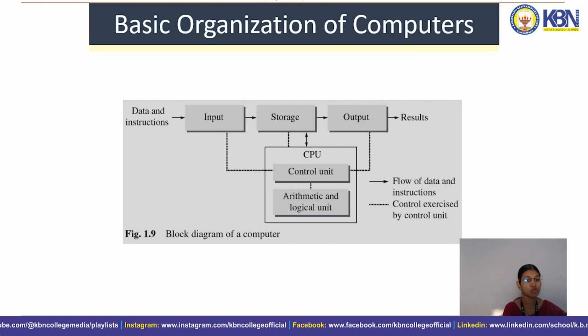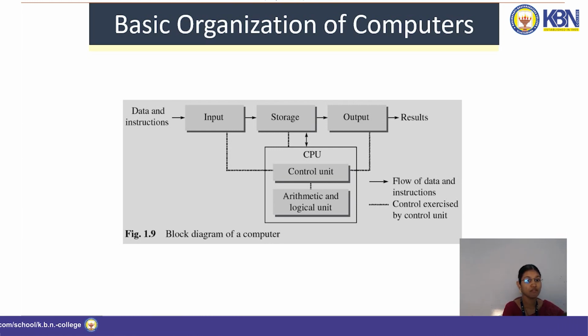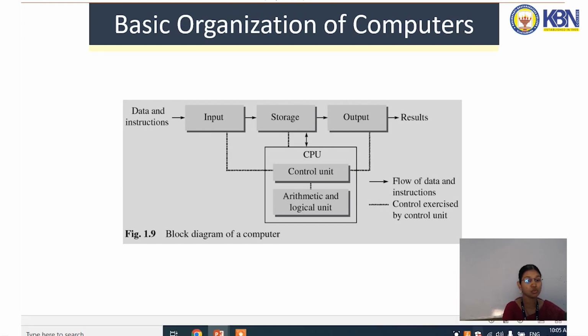Now coming to the basic organization of a computer. We previously discussed what data is and what information processing is. Okay, let's see the diagram. Here data and instructions are entered into the input. The input will be stored as data in the storage. The storage will give the information to the output. Here, from storage, the data will go to the CPU, control unit and arithmetic logical unit. The flow of data and instructions is controlled by the control unit.